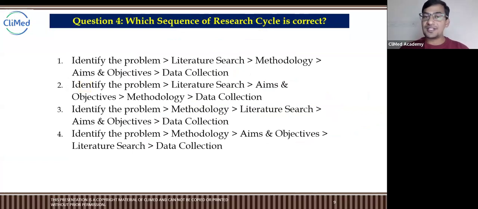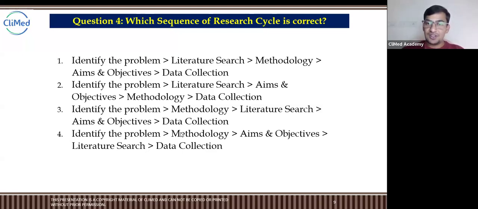Now the fourth question. Two more questions and then we'll come to the topic. Which sequence of the research cycle is correct? First, identify the problem, literature search, methodology, aims and objectives, data collection. Or identify the problem, literature search, aims and objectives, methodology, data collection. Or maybe identify the problem, methodology, literature research. It doesn't look good. Which one is correct, guys?